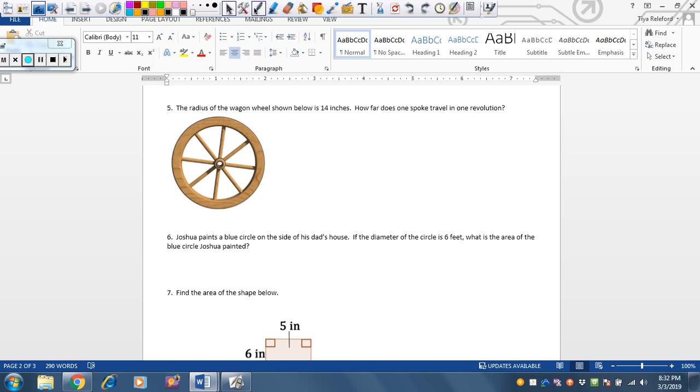Number 5 says, how far does one spoke travel in one revolution? Y'all, that is circumference. And make sure that you are keeping track of which formula to use and if you're using the diameter or the radius. Because usually when we get them wrong, it's one of those mistakes.